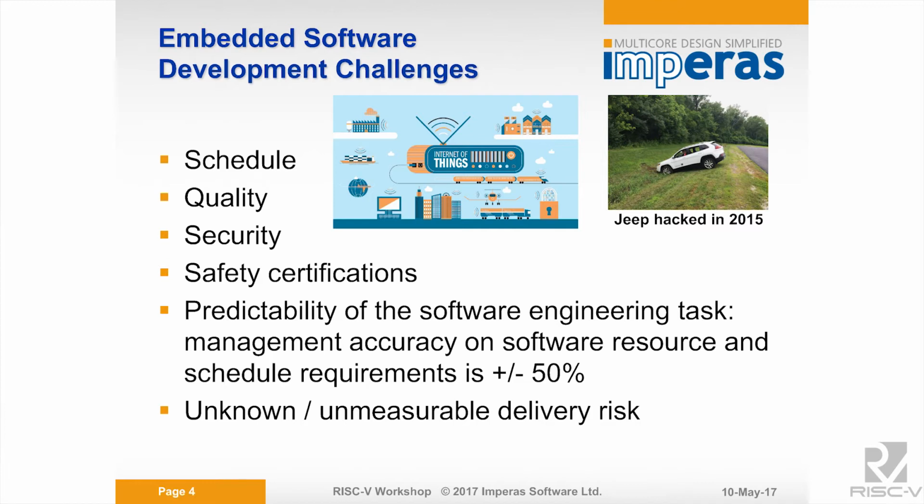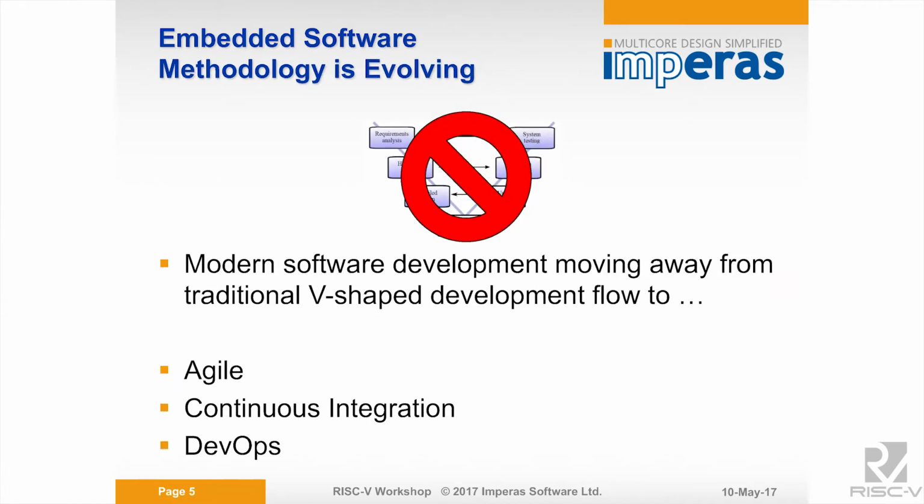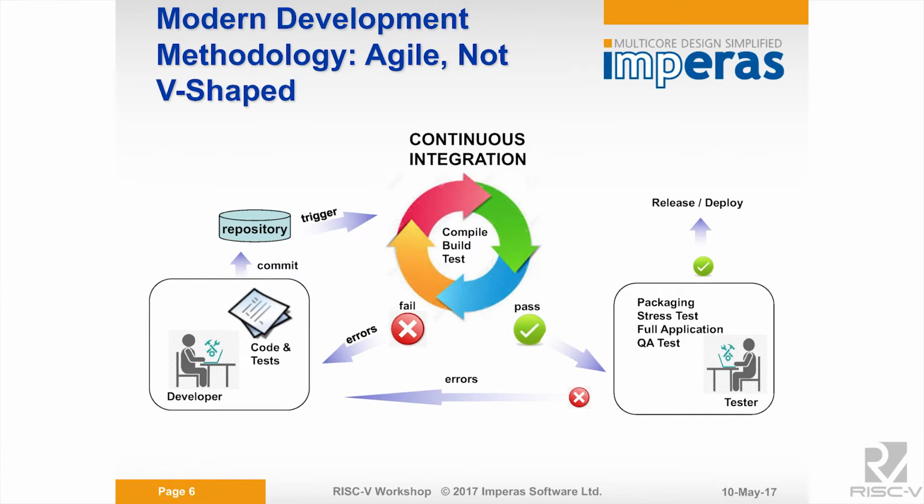Software development pretty much goes by this V-shaped path, starting from initial concept all the way to deployment. But actually, that V-shaped path for software development is not the current methodology that's being used. Modern software development is moving away from this to agile, continuous integration, and DevOps. And this is essentially what that looks like.